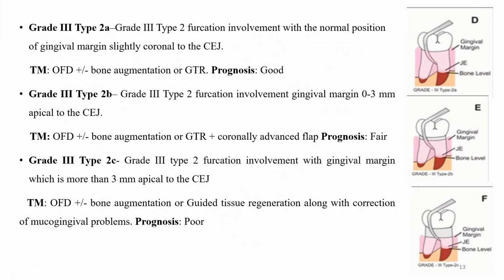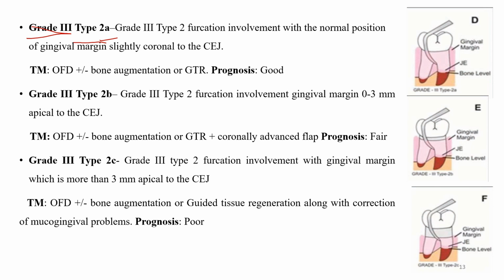We come on to grade 3 type 2 A, B and C. Now grade 3 type 2, again grade 3 through and through furcation involvement. Type 2 means horizontal bone loss is there, and a vertical component of furcation involvement is also there. And small a, small b, small c show the position of the gingival margin.